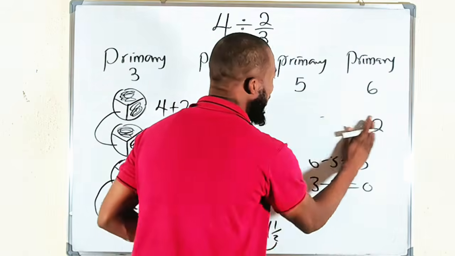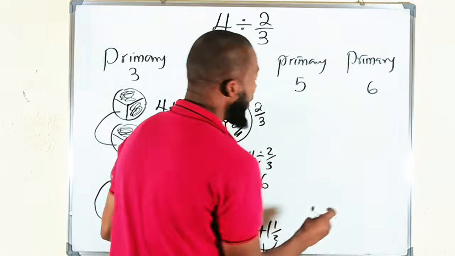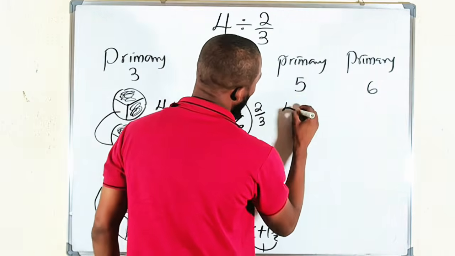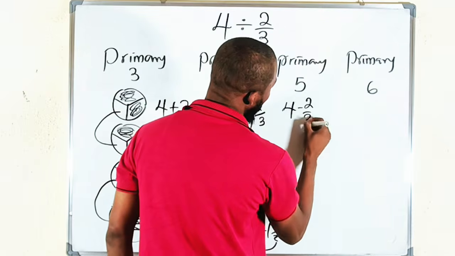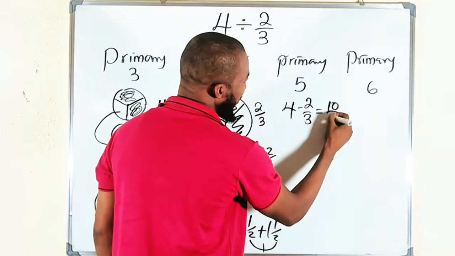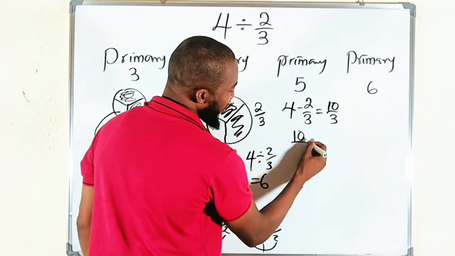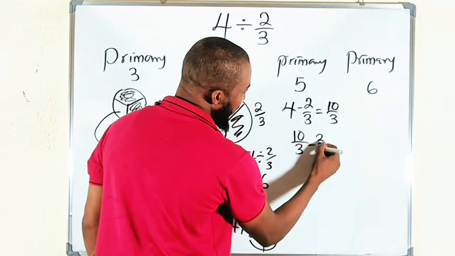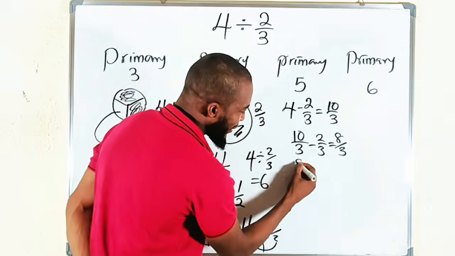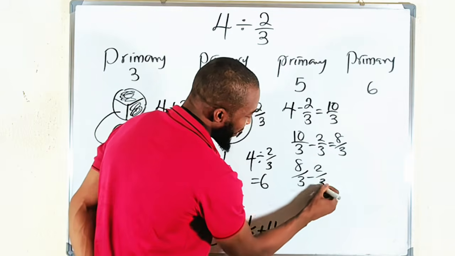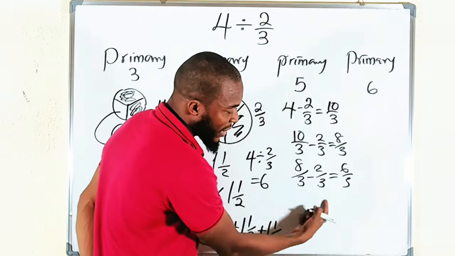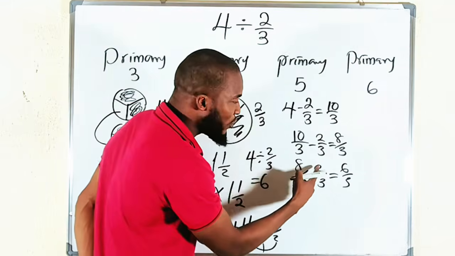We can do the same thing here. We can determine the number of times we're going to subtract 2 over 3 from 4 till we get to 0. So let's do that. 4 minus 2 over 3 is equal to what? This time 12 minus 2 is 10, so you have 10 over 3. Take that 10 over 3 again, subtract 2 over 3. This is going to give us 8 over 3, right? Take that 8 over 3 again, subtract 2 over 3. This is going to give us 6 over 3. Remember, if the denominators are the same, you can always subtract or add the numerators.